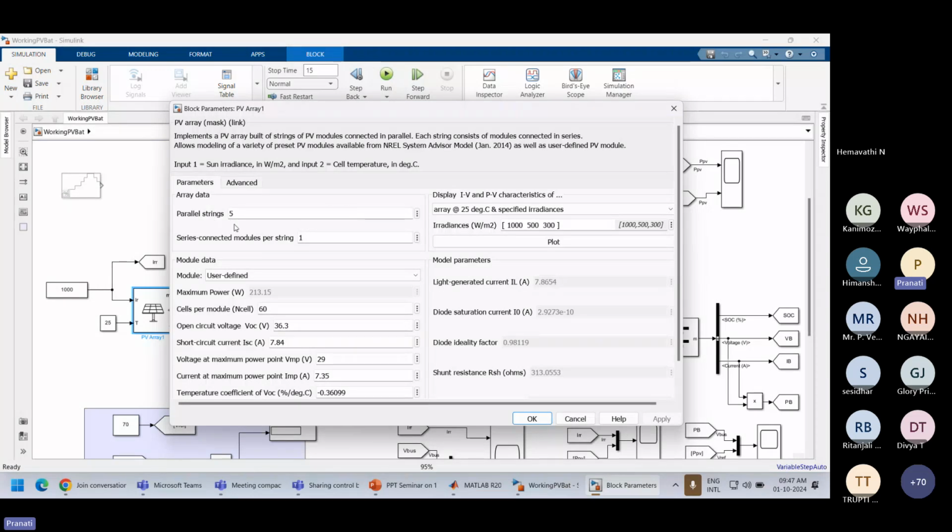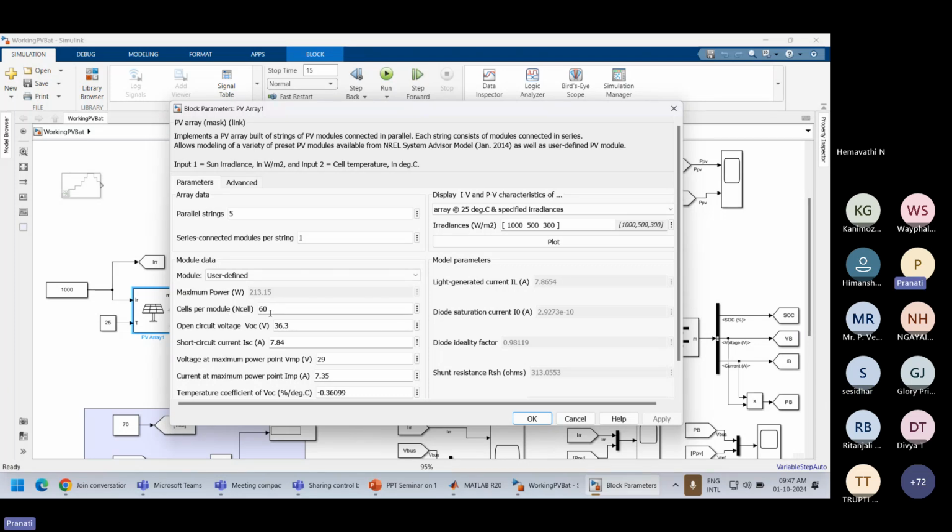5 parallel strings are taken and one series connected string is taken. Maximum power is 213 watt. So when we multiply the number of parallel strings into the number of series strings multiplied by 213, it comes around 1065 watt. Therefore, you might be seeing in the simulation output that the output reaches around 1065 watts. But on the average, we can use it for the 1000 watt PV system.